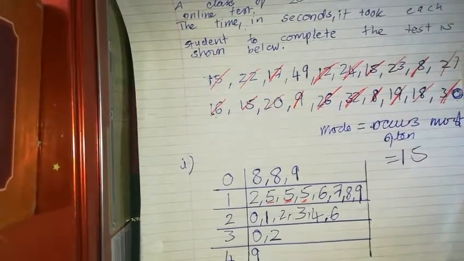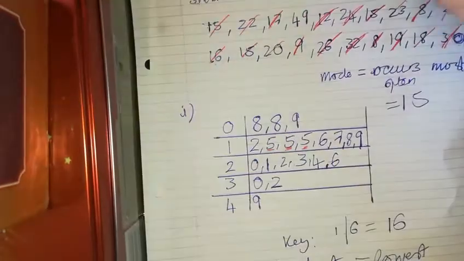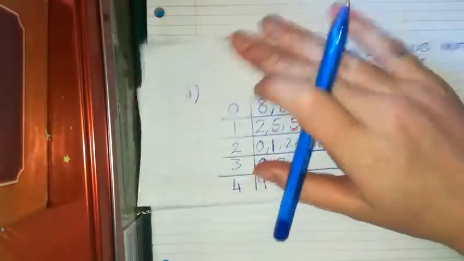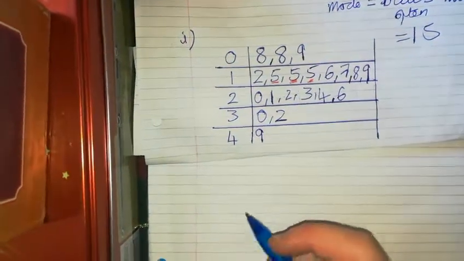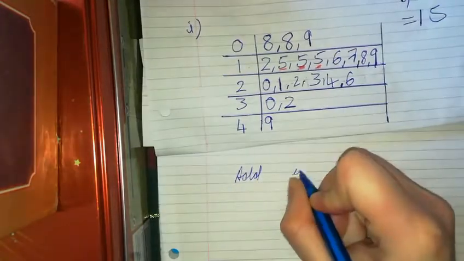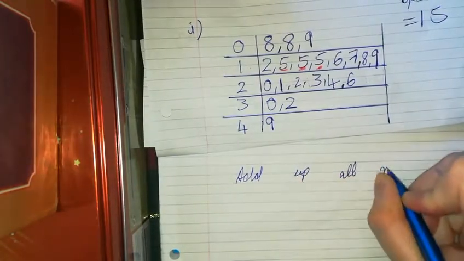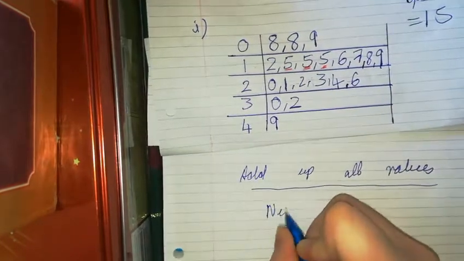That is my value. And then we're asked to find the mean of the data, giving your answer correct to the nearest second. So here is my stem and leaf, this is my data. If I want to get the mean, I have to add up all the values and then divide by the number of values.